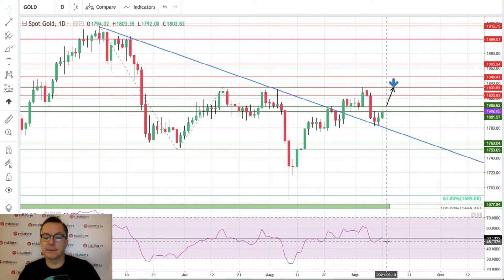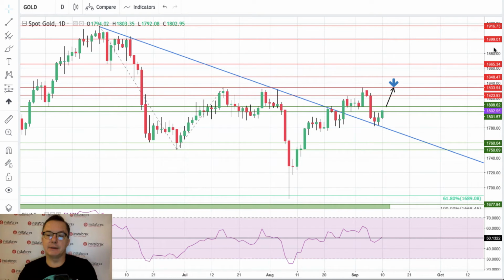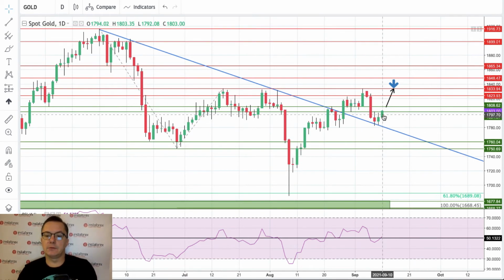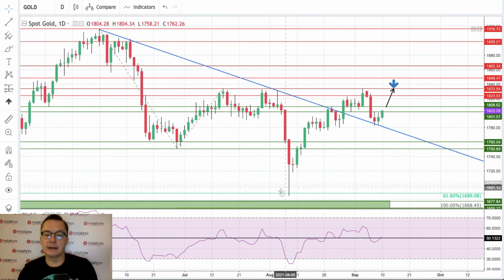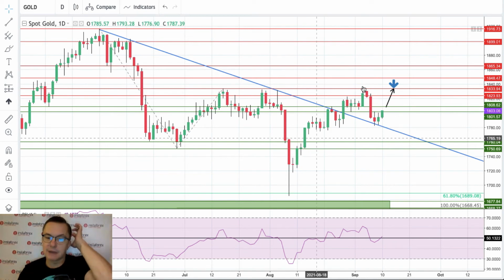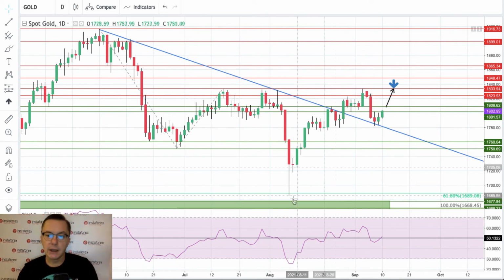Just a little dip below the neutral level here, but we bounced back up above the neutral level. So we need more momentum, more speed to the upside in order to follow this nice trend to the upside after this sell-off, and to continue testing the higher levels above 1,833, because that's the key technical resistance level. So that's the situation on gold.